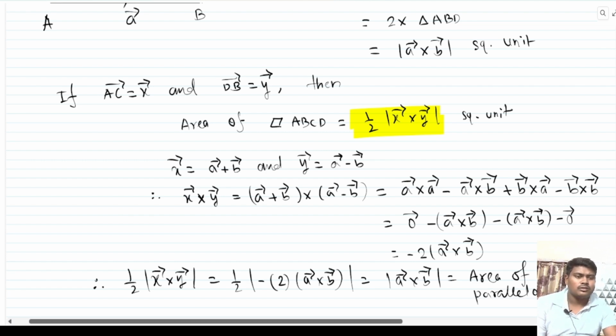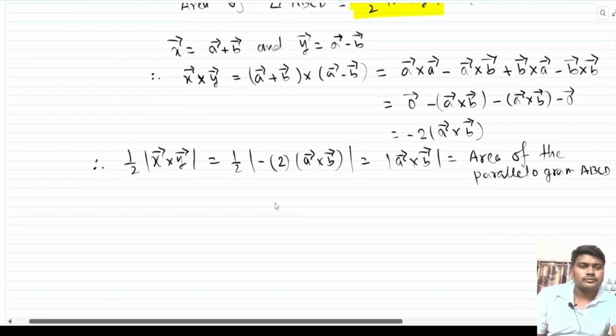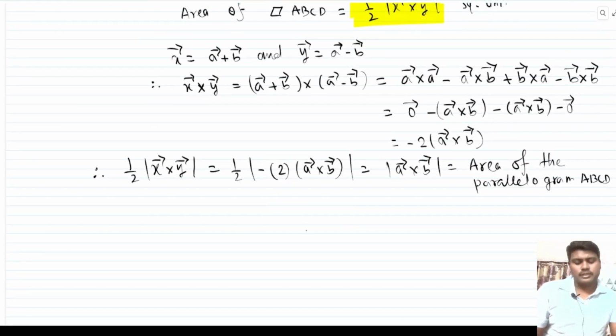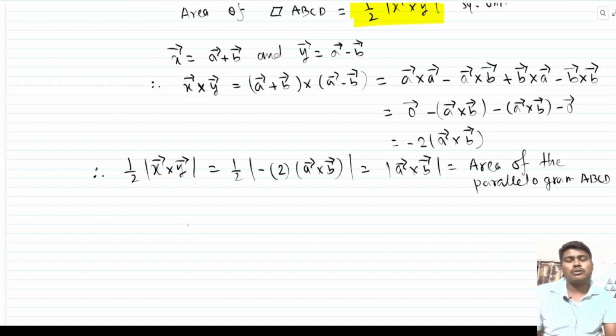Which is equal to the area of the parallelogram ABCD. Therefore, if the adjacent sides of a parallelogram are small a vector and small b vector respectively, then the area of the parallelogram is mod a cross b, and if the diagonals are x vector and y vector, then the area will be half of mod x vector cross y vector.